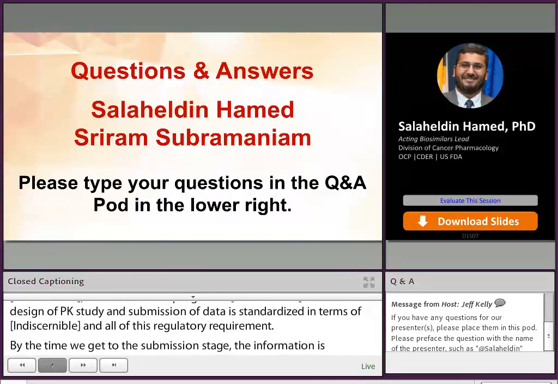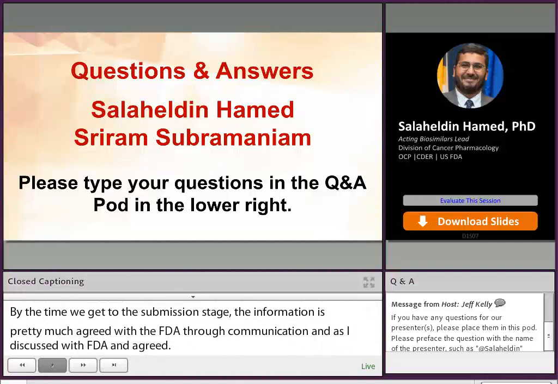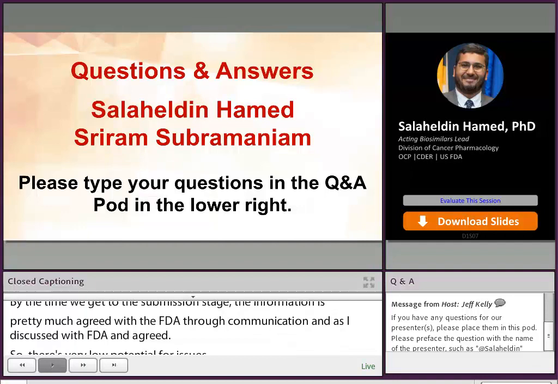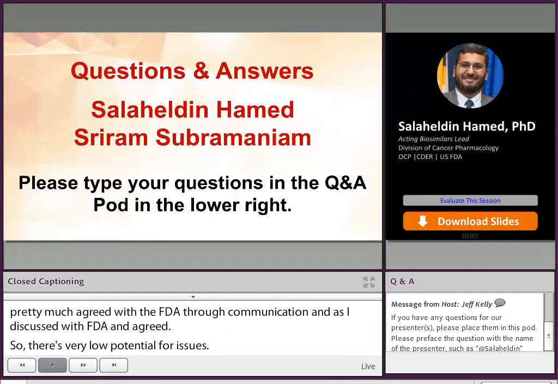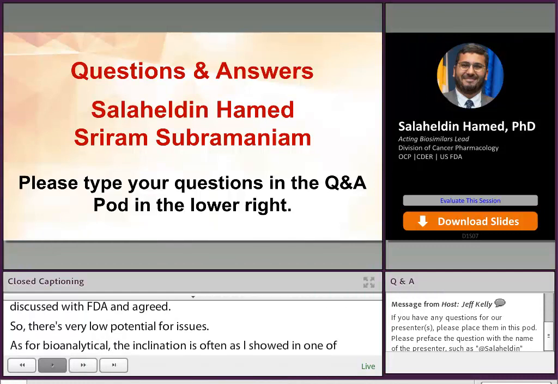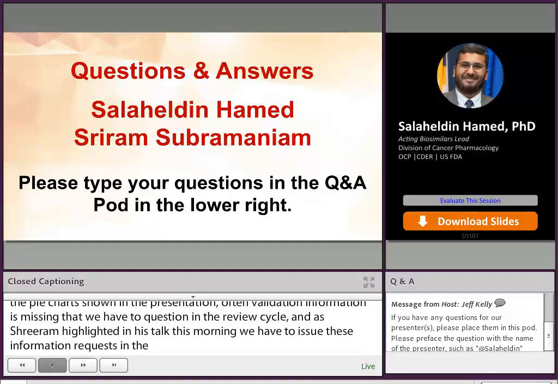As for bioanalytical, as I showed in one of the pie charts in the presentation, often validation information is missing that we have to request during the review cycle. And as Sriram highlighted in his talk that was previous to mine, we have to issue these information requests during the review cycle. There are a lot of questions that we find during the review cycle that are typically not found in the PK study, because there was a discussion that happened between the FDA and the sponsors.